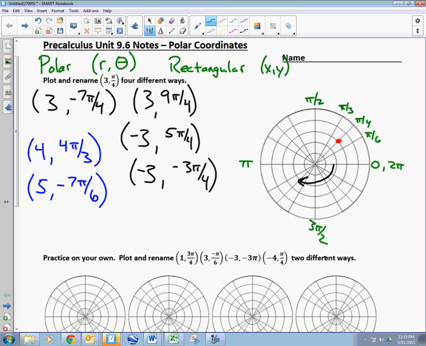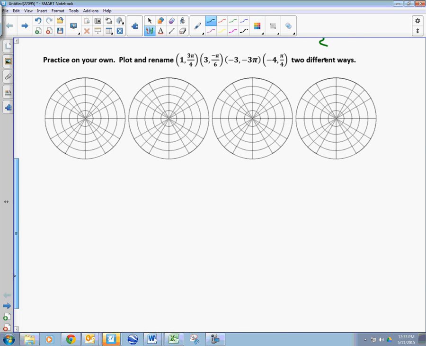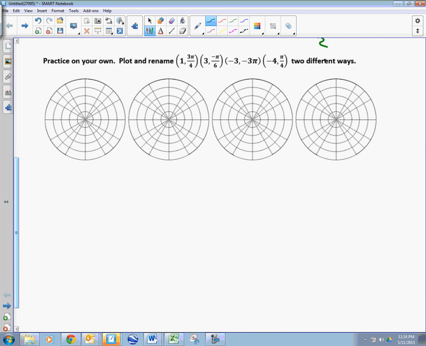You are going to have to, on the test, your first task will be to plot the point, but then be able to rename it. What I want you to do right now is practice plotting these 4. I give you 4 different graphs, and then I want you to rename it 2 different ways. Make sure that one of the r values is positive when you rename it, and that one of the r values is negative when you rename it. Go ahead and give that a shot.